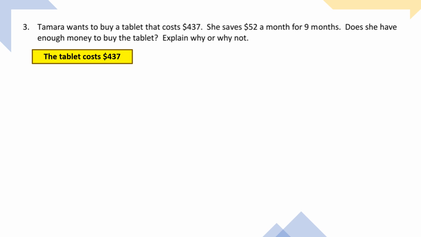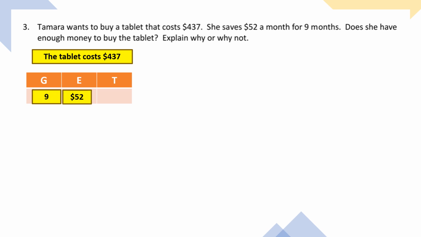Now, in this next sentence, that should be enough information for an equation. Let's see. It says she saves $52 a month for 9 months. That sounds like a get chart to me. $52 a month is the same thing as saying $52 each month. So $52 each month for 9 months.